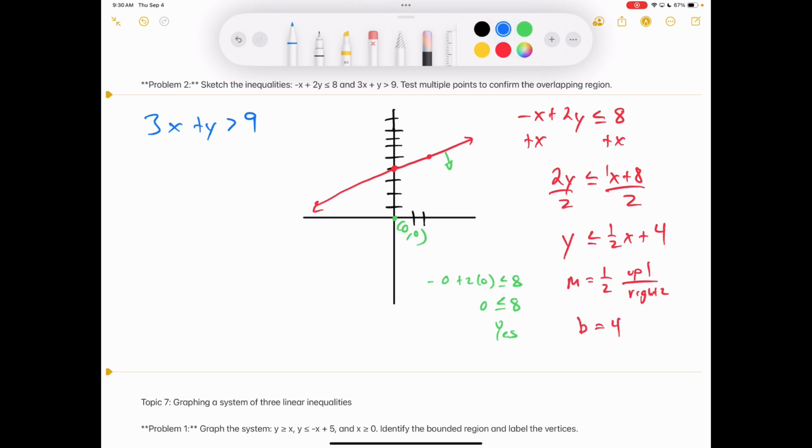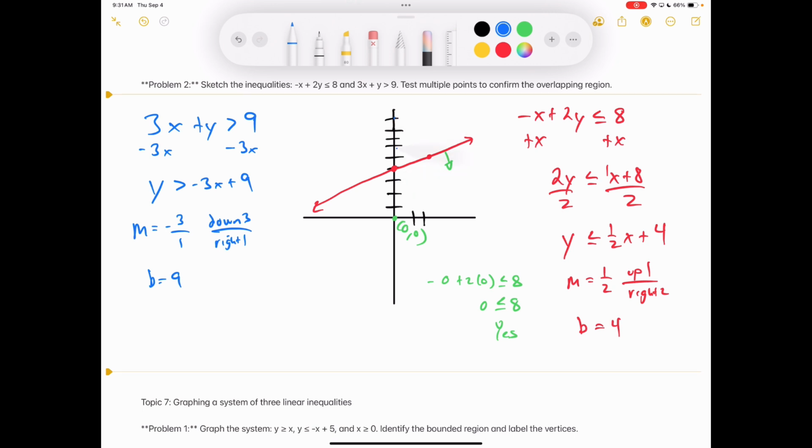for the whole thing. And then for my blue one, to get y by itself, I just have to subtract 3x. So I get y is greater than negative 3x plus 9. My slope is negative 3 over 1, which would be down 3 to the right 1. And my y-intercept is 9. This one is greater than, so it's going to be a dashed line. So I start at 9.